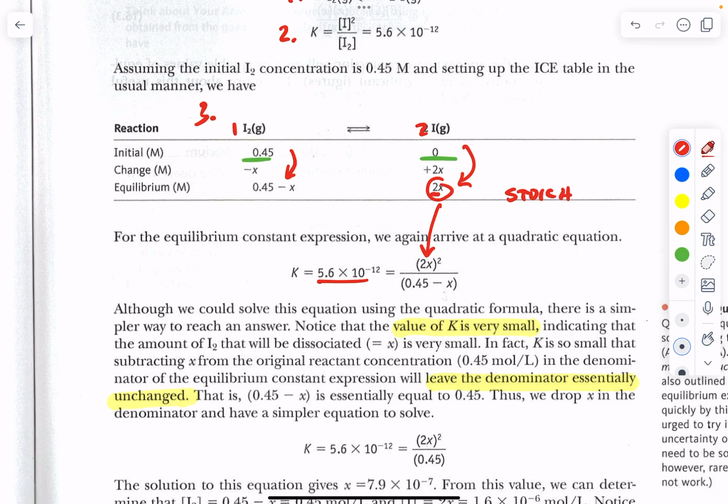That's the physical law. The 2 there is by definition. That's the human decision to create an equilibrium expression where the coefficients become exponents. It shows up in both places. Don't forget that. And now we need to solve for x.